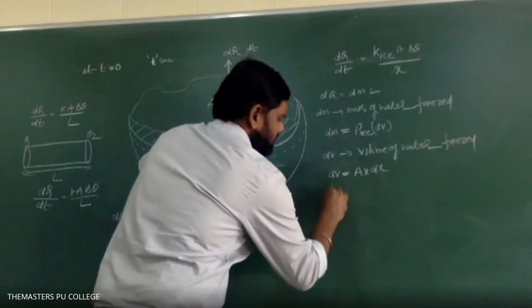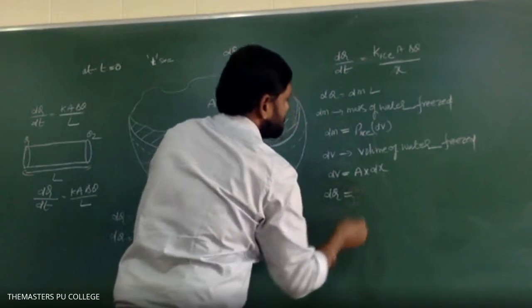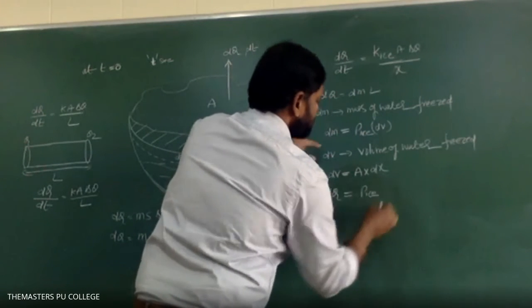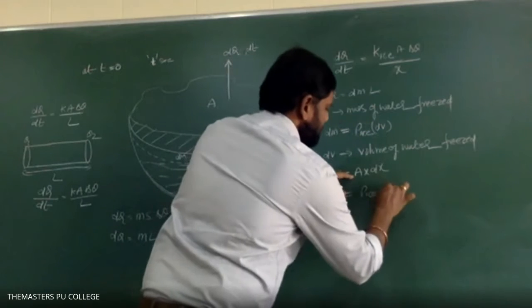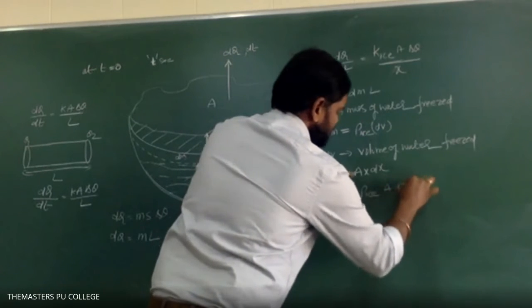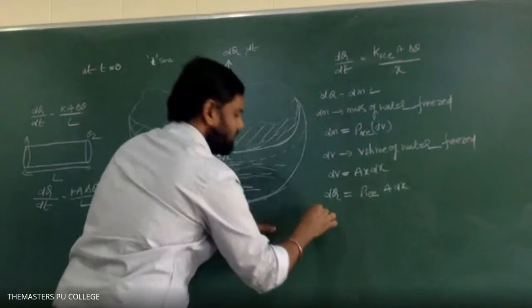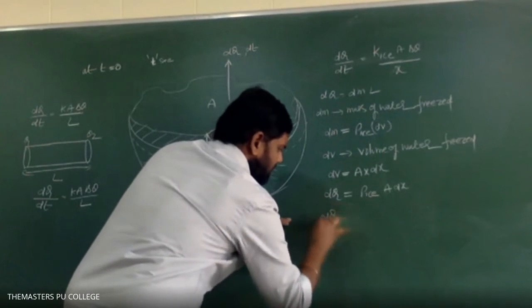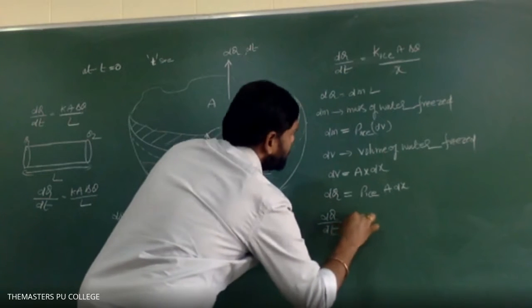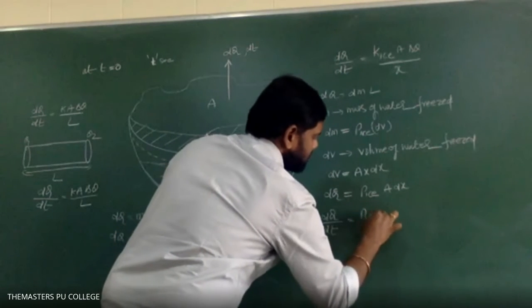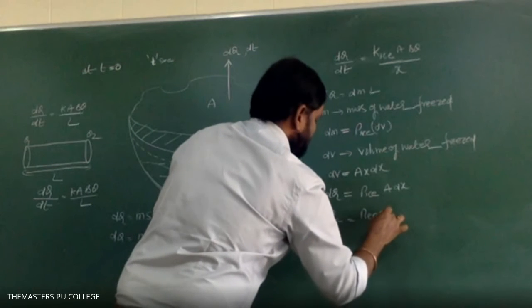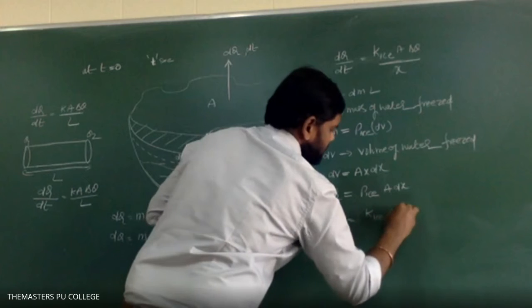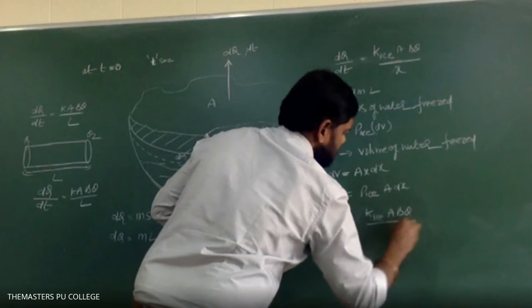Substituting this value, dq equals dm, so I can write density of ice into dV. dV is equal to A into dx. Substituting that value, again I am writing the relation dq by dt equals density of ice into k of ice into A delta theta divided by x.